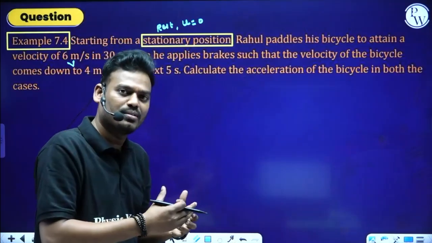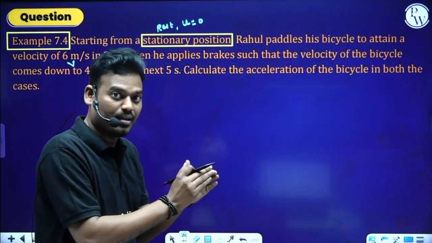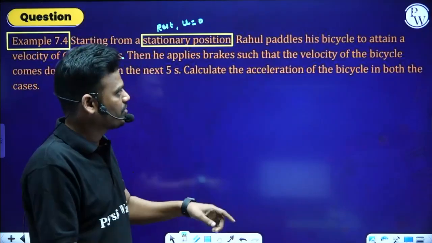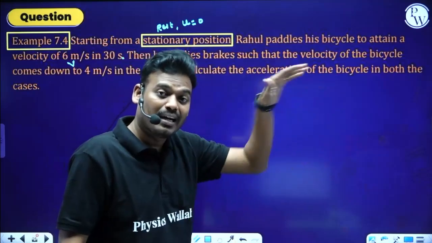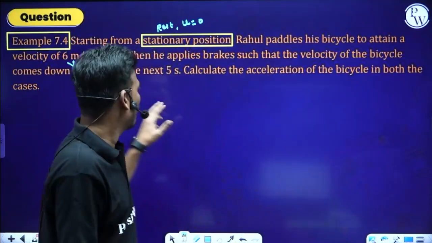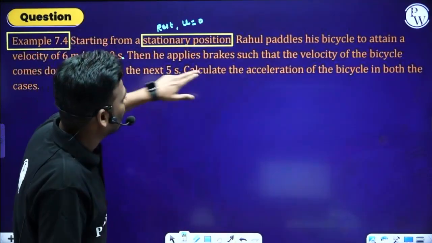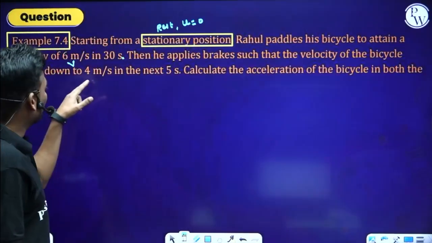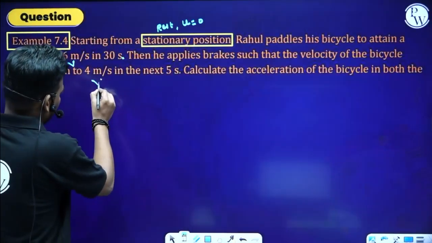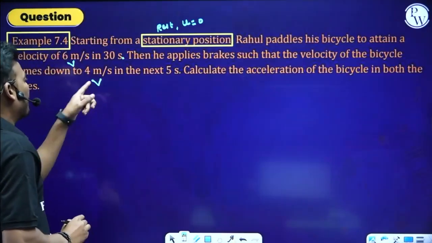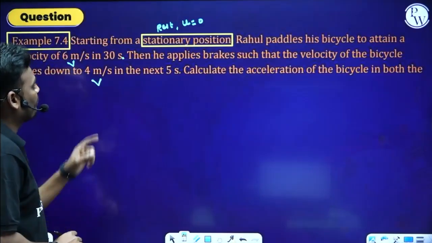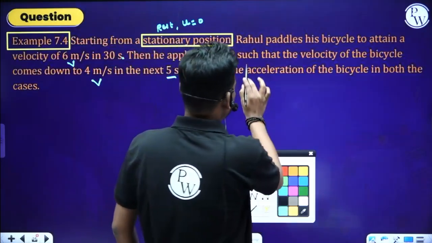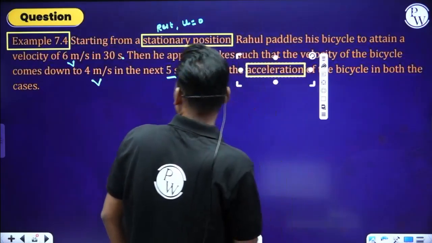What happens to the motion? Motion will be there, but what happens to the speed? It reduces, that means the magnitude is changed. So it was moving at 6 meter per second. Now he brakes such that the velocity of the bicycle comes down to 4 meter per second. This is the second case. Final velocity is 4 meter per second. In the next 5 seconds, we need to calculate the acceleration of the bicycle in both cases.